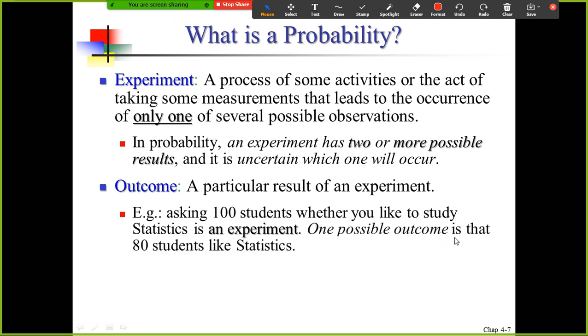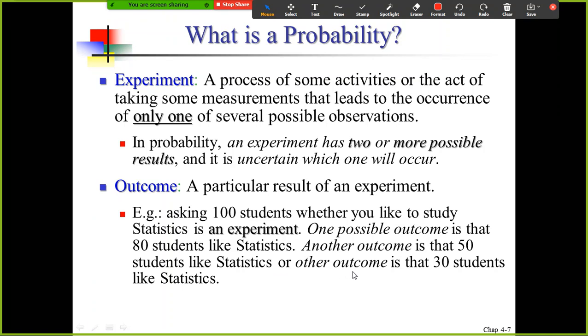One possible outcome or result is that 80 students like statistics. Another possible outcome is that 50 students like statistics. Another possible outcome could be 30 students like statistics. Another could be 1 student liking statistics. These are some possible results, but my question asks how many possible results there are for this experiment. I just gave you only a few of them.